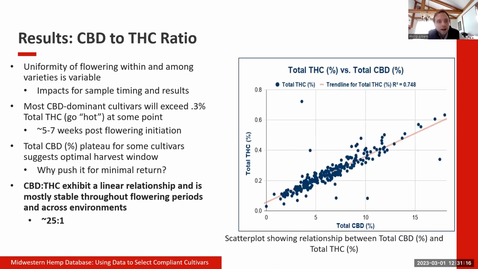And lastly, on this, THC and CBD have been shown to be very stable throughout flowering periods and across environments, and show a very linear relationship in terms of as CBD increases, total THC increases, and this is just given the metabolic pathway by which THC and CBD are produced. But really what this means is that growers can utilize this to establish a relationship between CBD and THC, which is about 25-to-1, which is what we recommend growers who are looking to grow high cannabinoid hemp target for, is looking at the CBD to THC ratio of that genetic, which will give you a good idea of its profit potential versus risk for noncompliance.